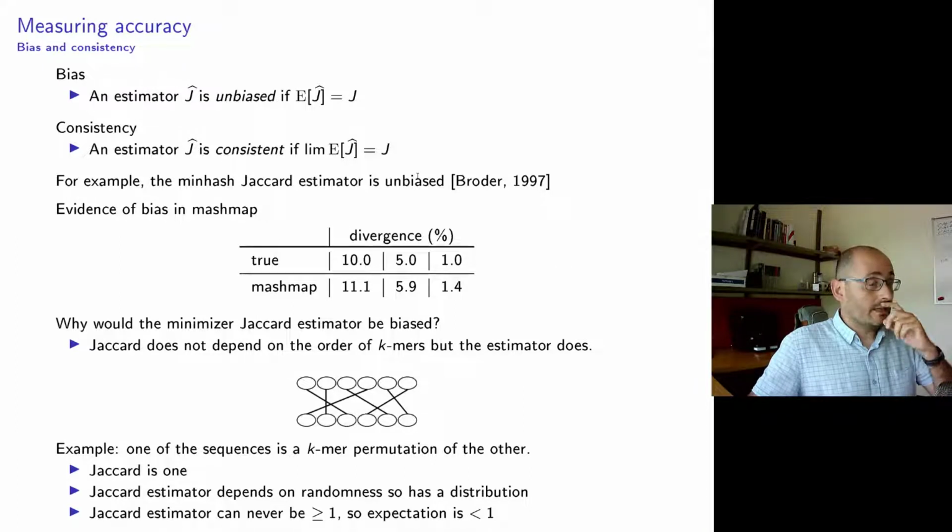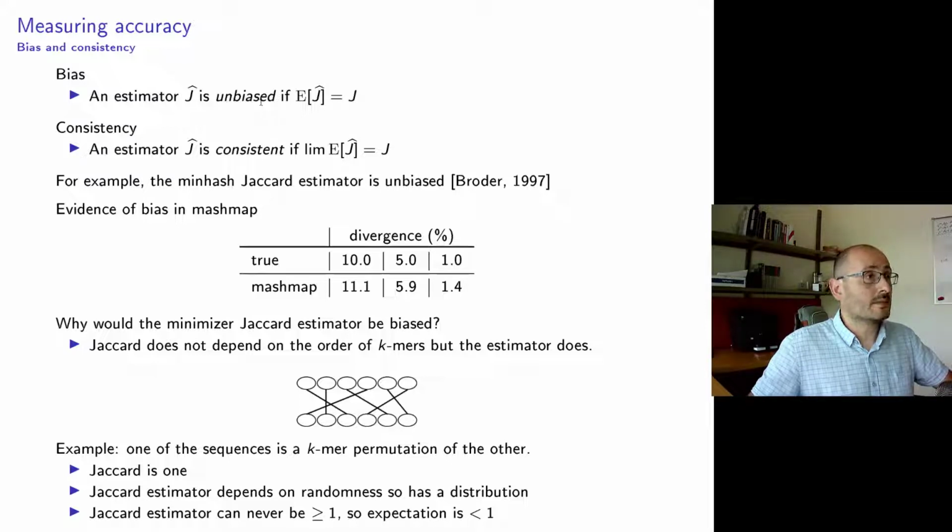We want our estimator to have the following property. Even if at any point the estimator will give you a wrong value, you want that on average it gives you the correct value. More formally, that the expected value of the estimator is equal to the true value. This type of estimator is said to be unbiased.